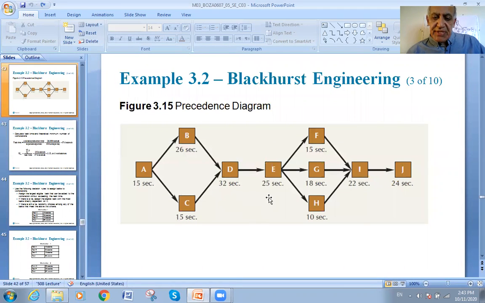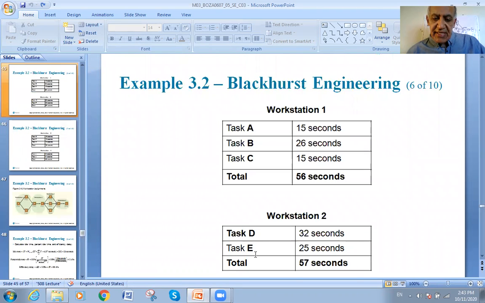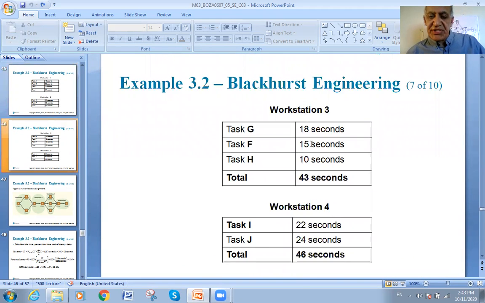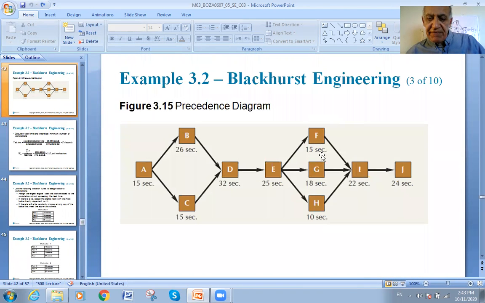It will be 32 seconds plus 25 seconds. Look at this. D and E: 32 seconds and 25 seconds, which come to 57 seconds. Then we'll go to workstation 3, which continues with G and F and H. F and G and H.